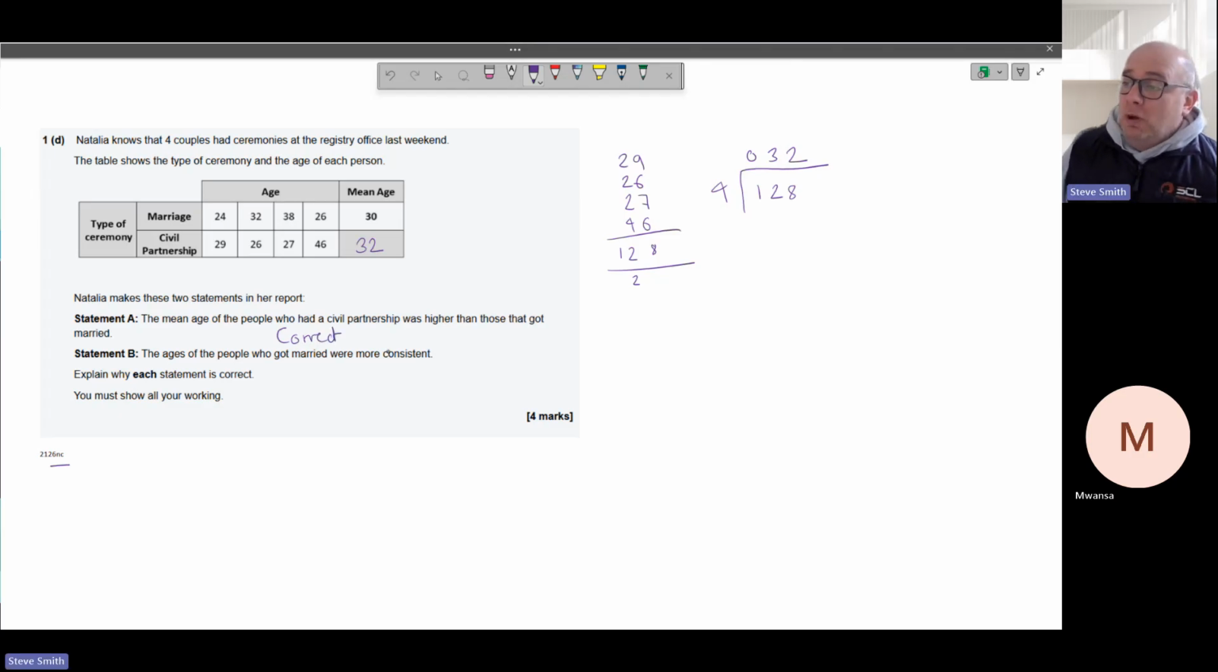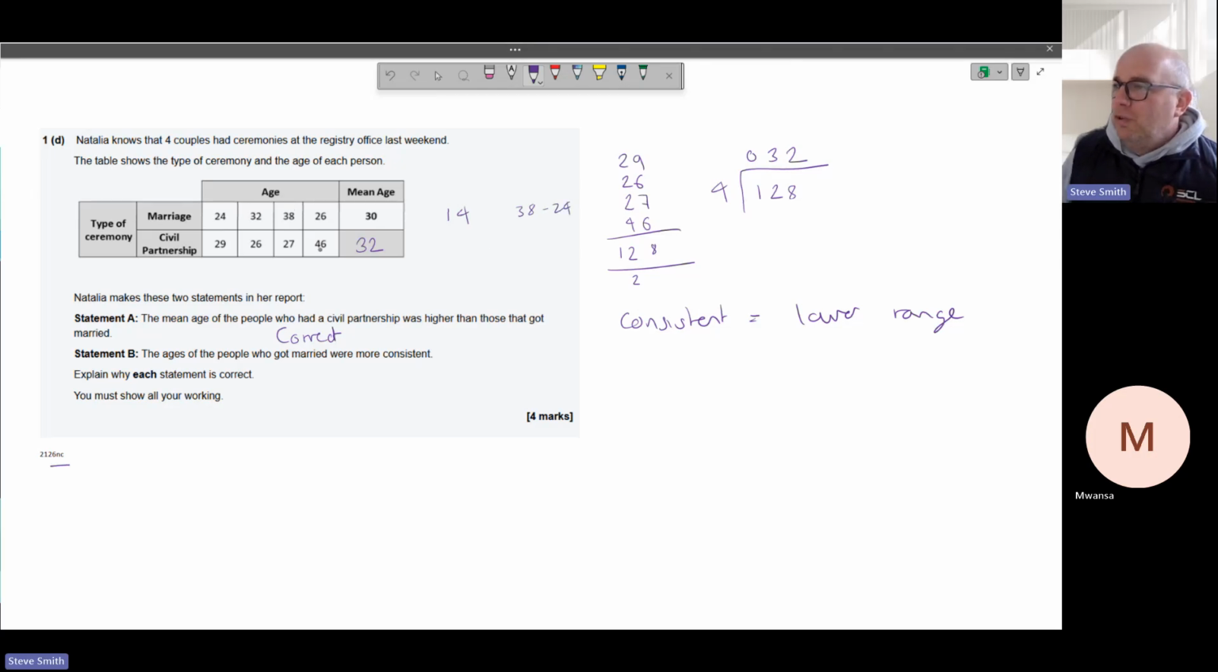The ages of people who got married were more consistent. So remember what we said about consistency. Consistent equals lower range. So let's have a look. The range of marriages was 38, take away 24. So that'd be 14.